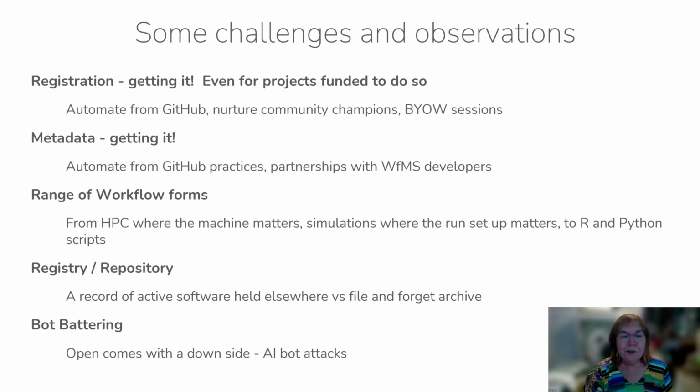And one of the things that I'm sure our lead developer would like me to point out is bot battering. So we're very keen on open science, we're very keen on FAIR. And the thing about making repositories and registries FAIR at the moment and making them open is they get beaten to death by AI bots. And so we spend a lot of time at the moment doing AI bot attack fighting. So if anybody's got some good ideas, and don't say Cloudflare because we've already got that, that would be great.